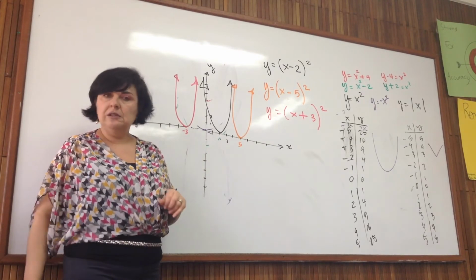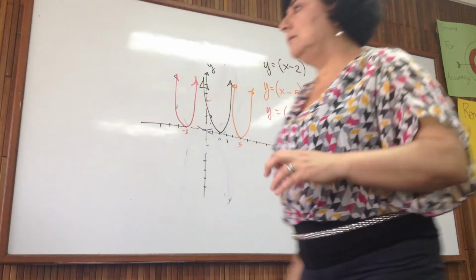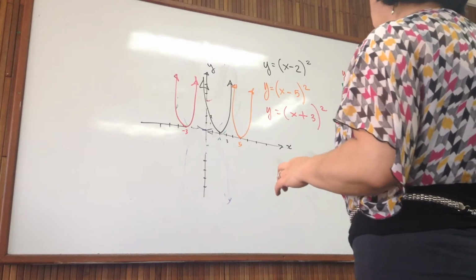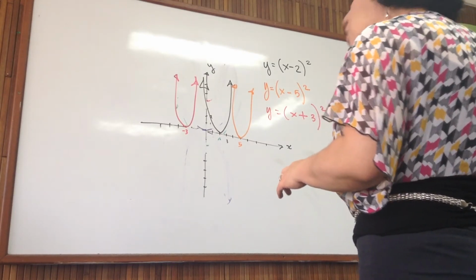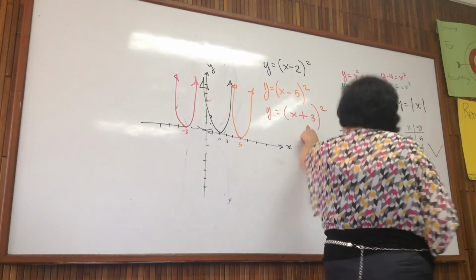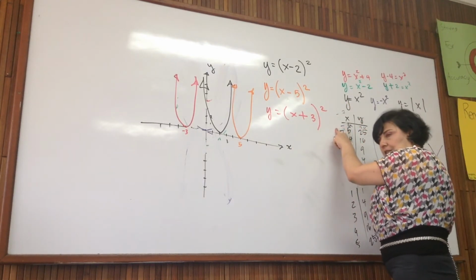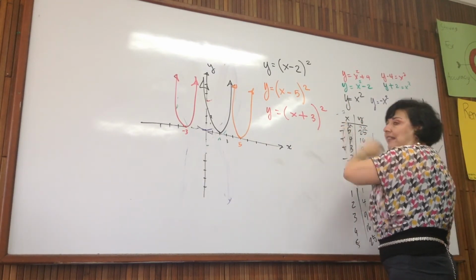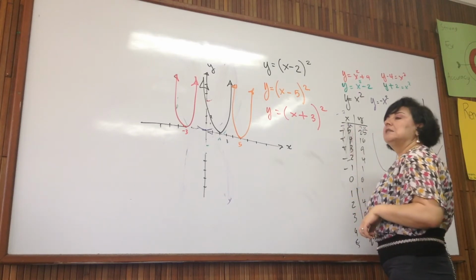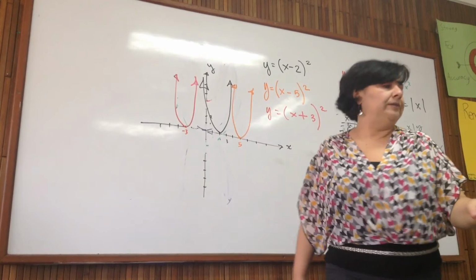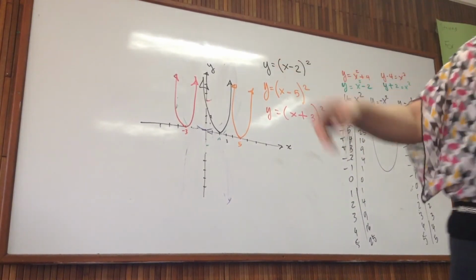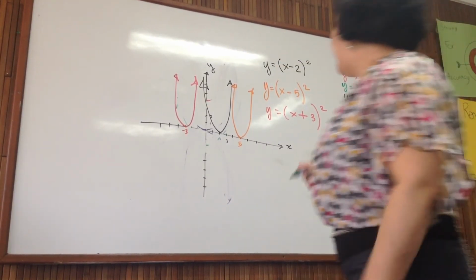Okay, instead of x plus 3 squared, can we just put y equals x squared minus 3? No, because if you put the 3 outside of here, then it's the y that's moving, not the x. It's shifting here.